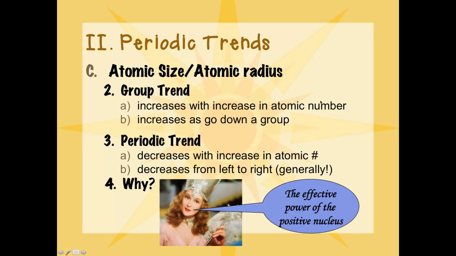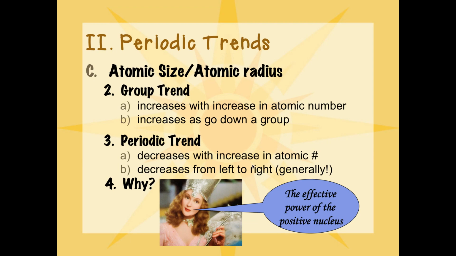Well, as you go down the group, there's more energy levels. That shields the power of the nucleus, so the nucleus is not as powerful, so the electron cloud can spread out. The atom gets bigger. But as you go from left to right, you are adding protons. You're also adding electrons, but they're adding in the same energy levels, so the shielding hasn't changed, but the nucleus is getting more and more powerful, so that nucleus can shrink or pull or attract the electron cloud in even tighter, so it makes it smaller.